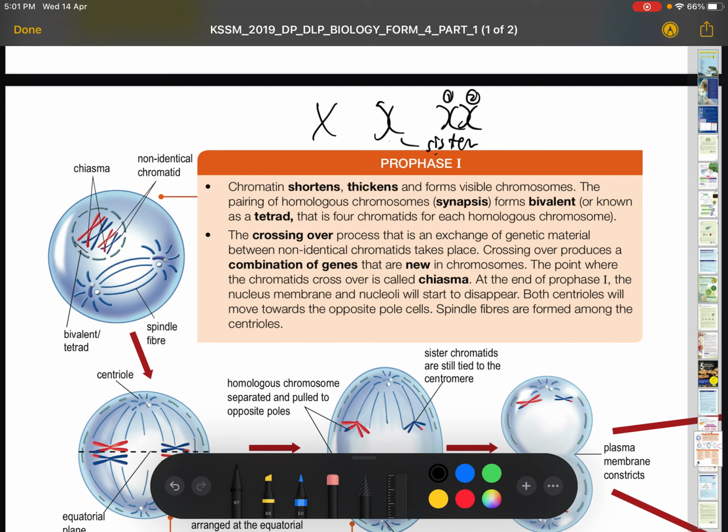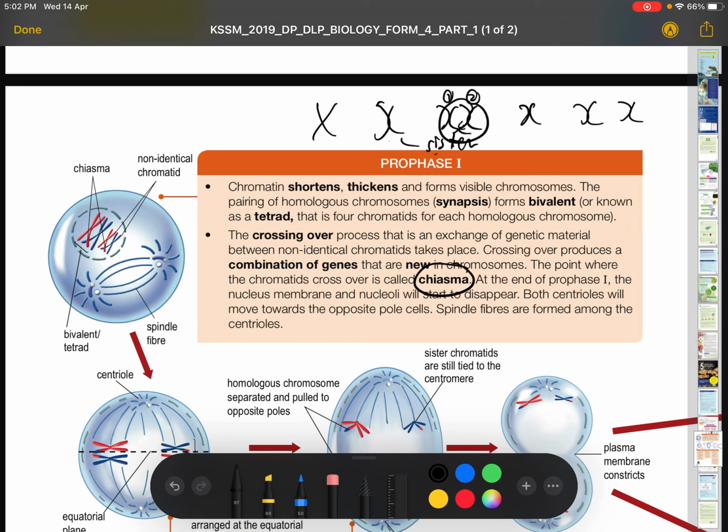So keep in mind, this is one chromosome, this is another chromosome, and when these two pair together, that's called synapsis, and this whole thing is a bivalent or a tetrad. This alone is a sister chromatid. Two sister chromatids together that are similar, two pairs of sister chromatids that are similar, are homologous chromosomes. When homologous chromosomes pair together, they are called tetrads or bivalent.